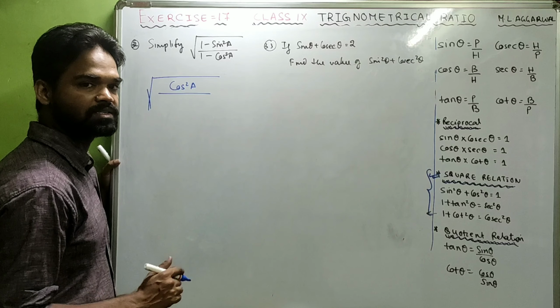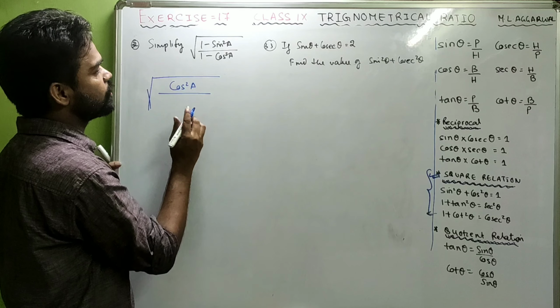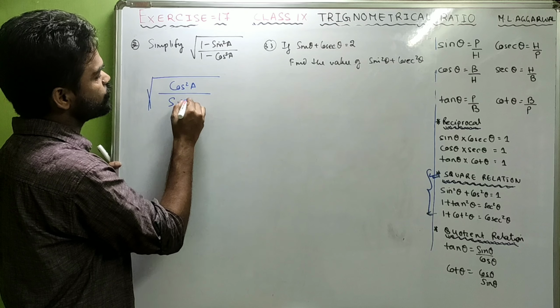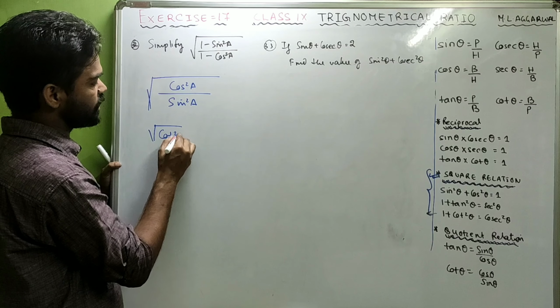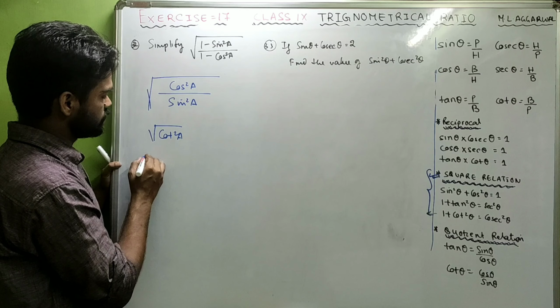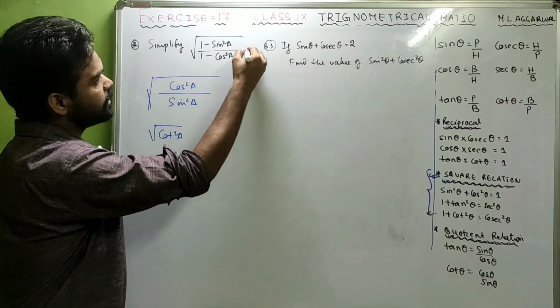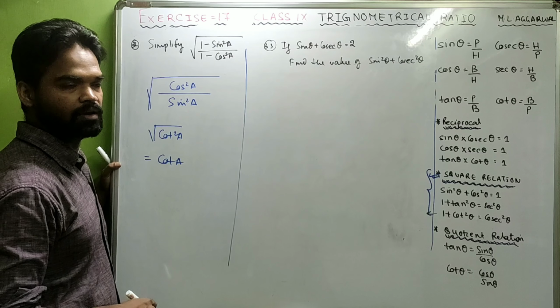So cos square theta is 1 minus sine square theta. Similarly, 1 minus cos square theta will be sine square A, I can write. Now this cos by sine is cot square A. We know, quotient. So this will be cot of A. Done. Am I clear or not?